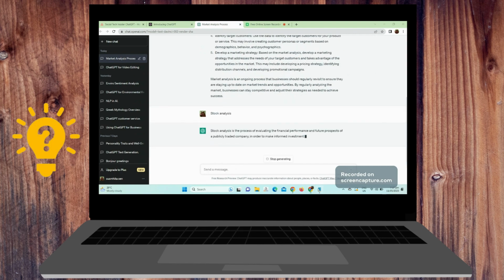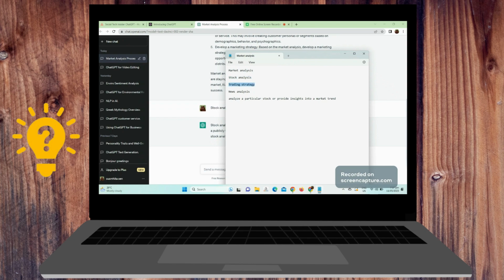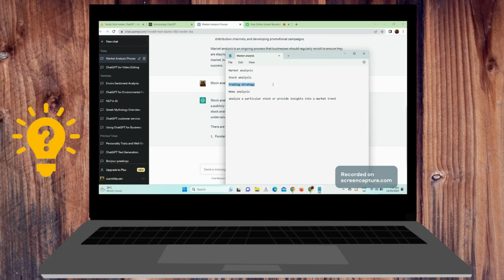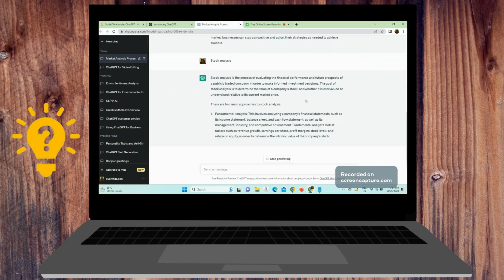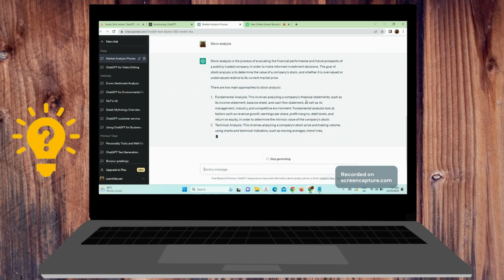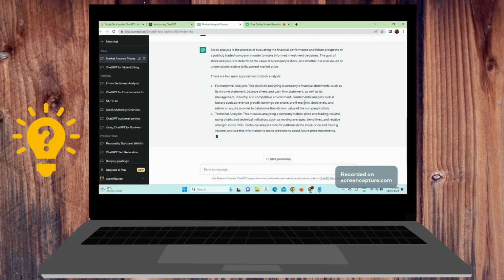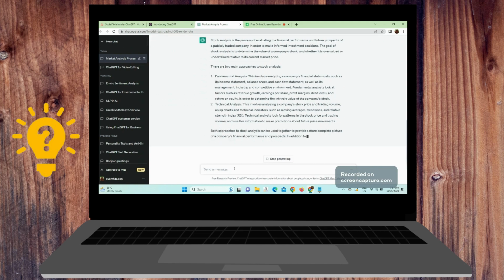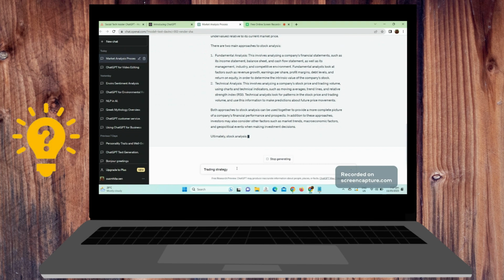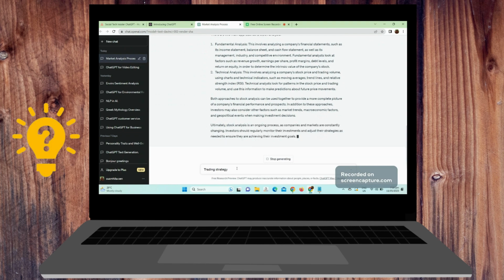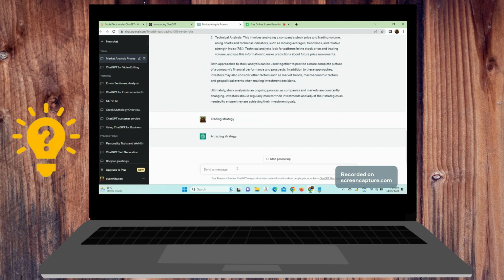Trading strategy. You can use ChatGPT to generate trading strategies based on your investment goals, risk tolerance, and other factors. ChatGPT can help you identify potential entry and exit points as well as other trading parameters.